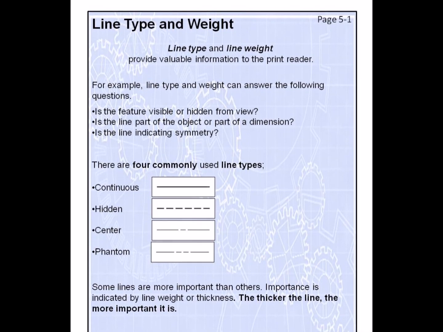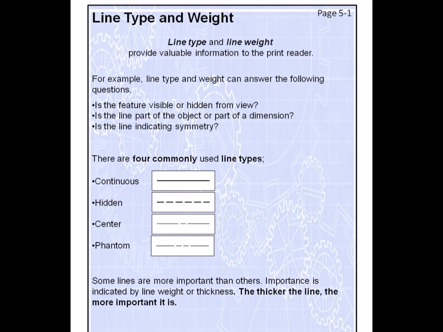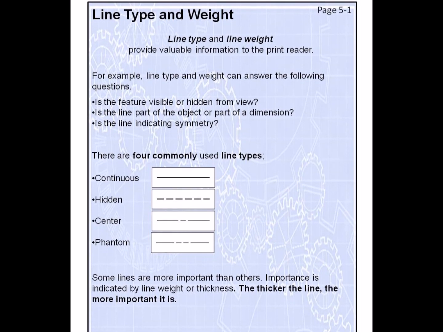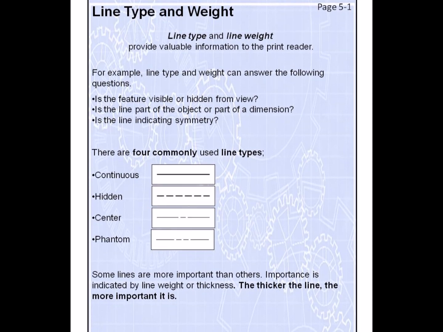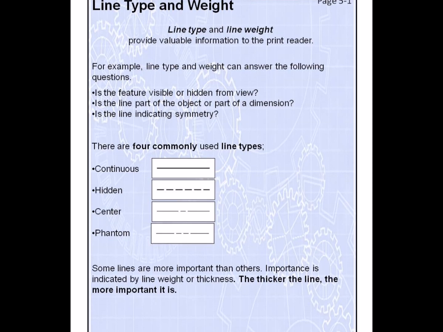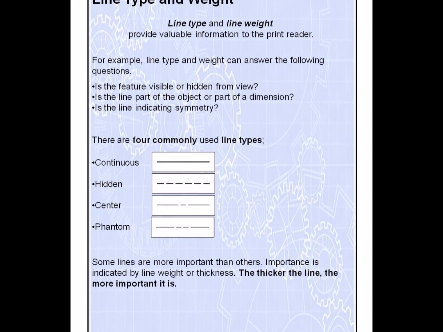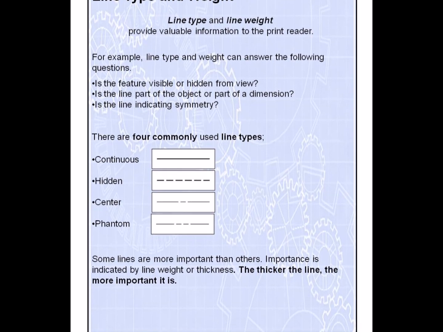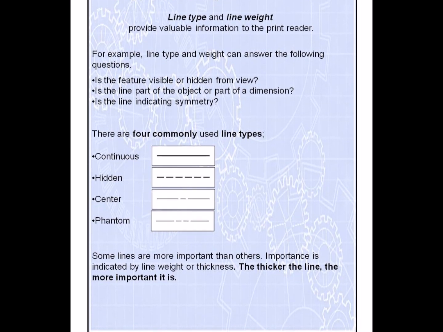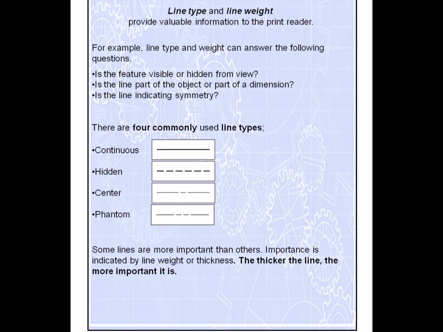Line type and weight are very important properties when interpreting an orthographic projection. A line type is the way a line is drawn. For example, a line may be drawn dashed or continuous. The line weight is how thick a line is drawn. In general, thicker lines are more important than thinner ones. However, the type of line used is more important than its thickness.